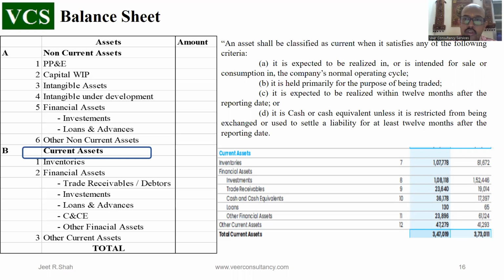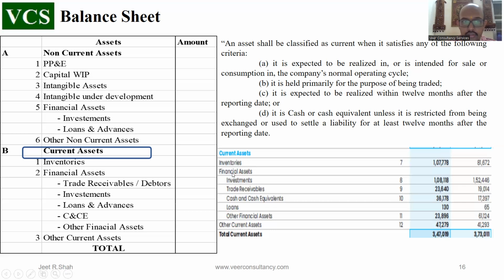It is expected to be realized within 12 months after the reporting date, or it is cash or cash equivalent unless it is restricted from being exchanged or used to settle a liability for at least 12 months after the reporting date. So basically, they are all those assets that you are going to use within 1 year. In this case, you can see what Reliance has shown. So they have given us current assets.